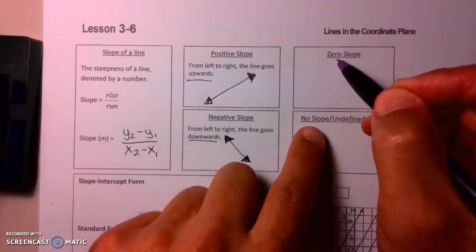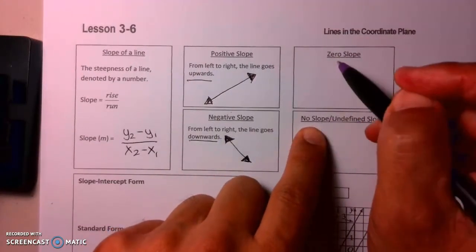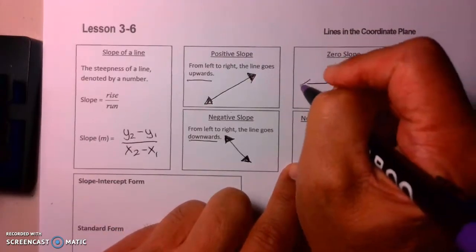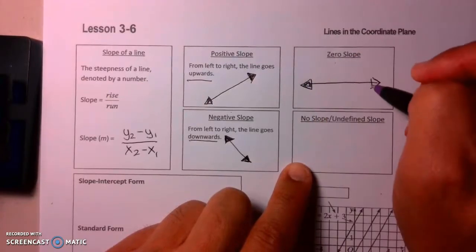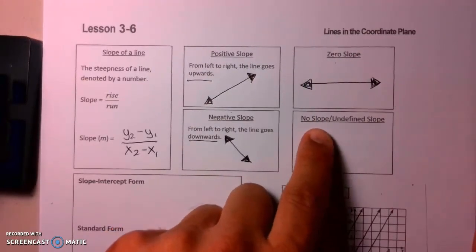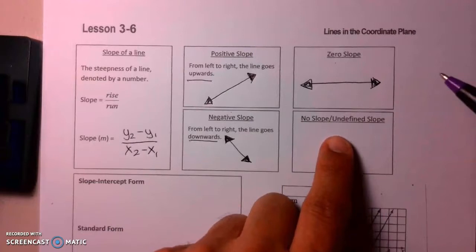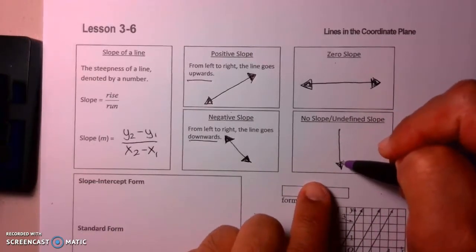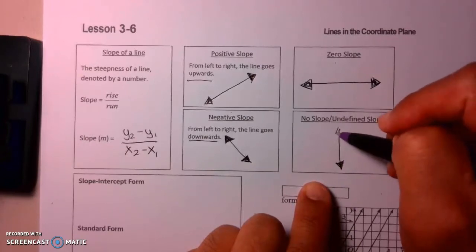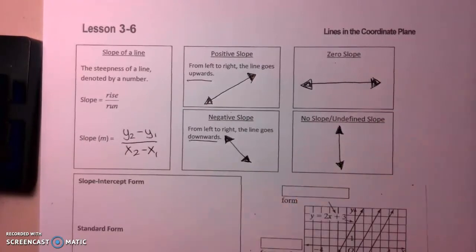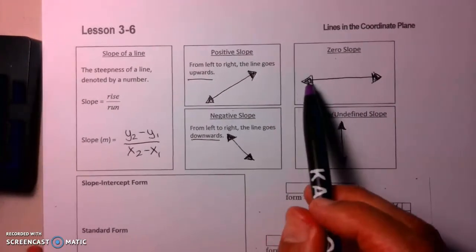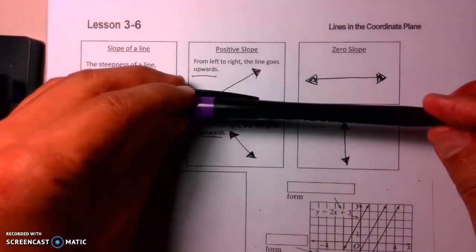A zero slope, as compared to no slope, the number 0, is a flat line. There's no steepness at all. An undefined slope, or a no slope, if you punch this in the calculator, it will say error. It's a line that goes so steep you can't put a number on it. You can't say, well, that's steep, so that must be 1,000,000, because there's always a number bigger than 1,000,000. So you can't quantify this. But a flat line is a slope of 0.